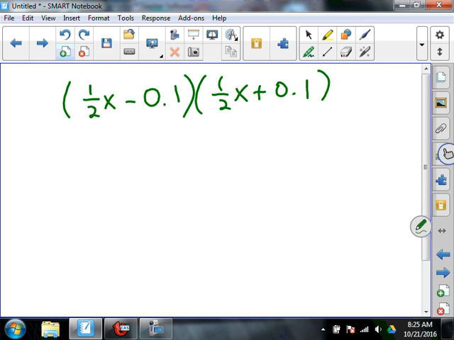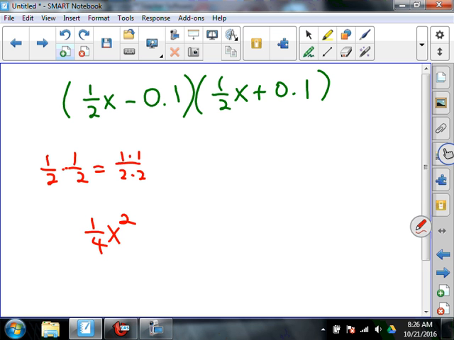So a lot of people just totally forget what happens when you take a half times a half. A half times a half is 1/4. It's 1 times 1 over 2 times 2. So yeah, it's 1/4 x squared. Hey, wait a minute. Doesn't our middle term here drop out? So there is no middle term.